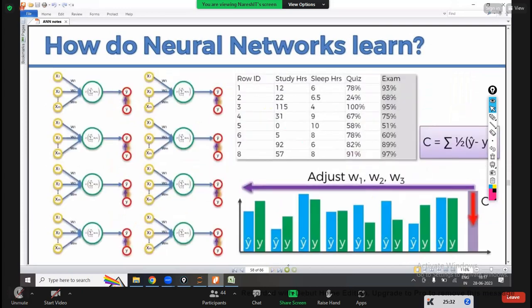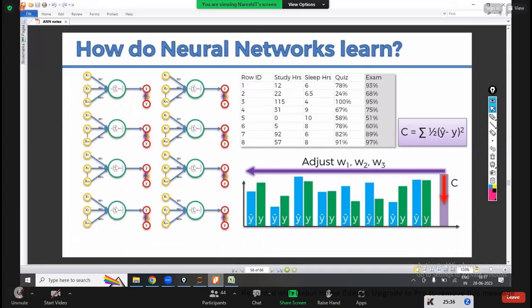You have to adjust your weights. Whatever the weights are, every weight you have to adjust in such a way that your overall cost function should be minimum. So the first attempt it will try, second, third, fourth, like this it is going to make completely trial and error. And once the trial and error is completed, finally I'm going to get which is the best.